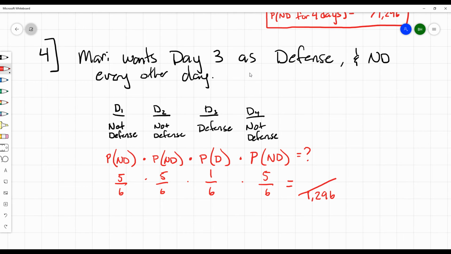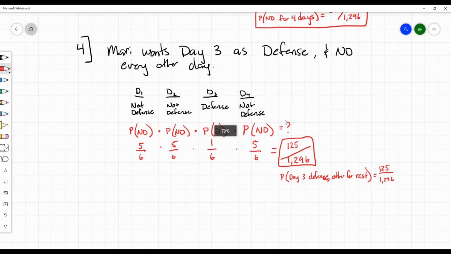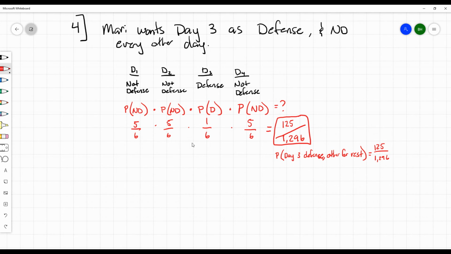Because we're multiplying, we already know the denominator, 1,296. And now we get 5 times 5 is 25, times 1 is still 25, times 5 is 125. And I'm looking for you to write your real answer. The probability of Mari getting day 3 defense, and then other for the rest is going to be 125 over 1,296. Okay. Once again, product rule, looking at the specific tree route.